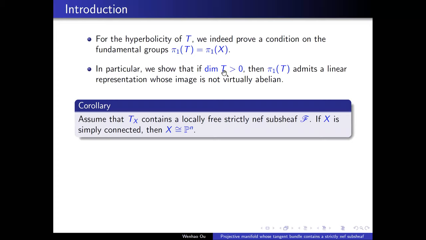So you replace T by the Zariski closure of one entire curve. You are going to have the same thing because the relative tangent bundle commutes with base change and the strict nefness is preserved under restriction. So you will see that the Zariski closure of your entire curve also has a non-virtually abelian representation. In particular, this entire curve cannot be Zariski dense in this Zariski closure. That's a contradiction. So we do not obtain a curvature condition on the base.